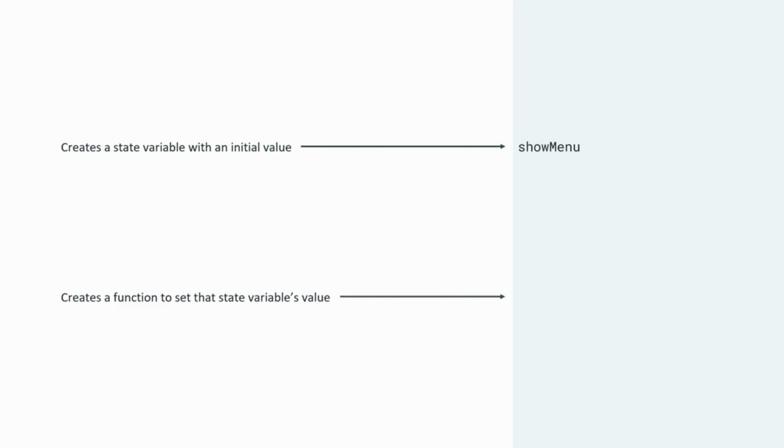It creates a state variable with an initial value that represents the current state, which in this example is showMenu, and it creates a function to set that state's variable value, which in this case is setShowMenu. The function setShowMenu is used to update the value of showMenu by passing the Boolean value to it. It does not matter what names you use for the state variables. You can define them based on your component and use case.